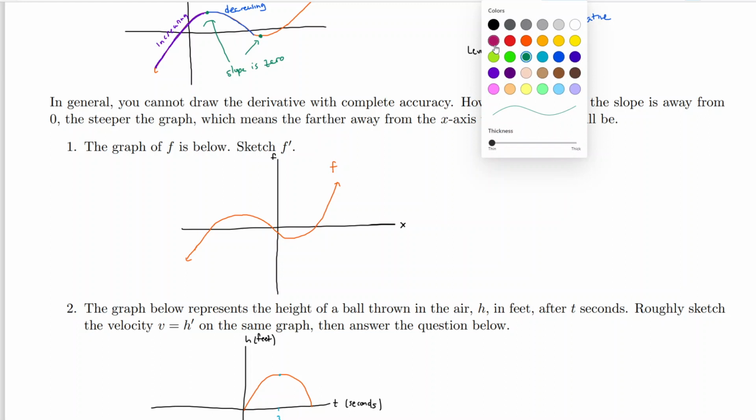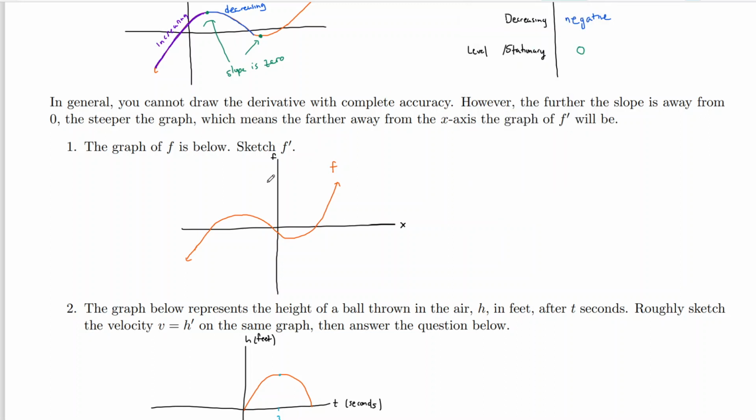All right, so what I'm going to do here is show you on this graph how we can sketch the derivative. As I have outlined, in general, you cannot draw the derivative with complete accuracy. The reason is you won't have the numbers. So I intentionally did not label numbers on this graph. I just have the graph shape. It's going up and then down and then back up. It's pretty much the same graph as above.